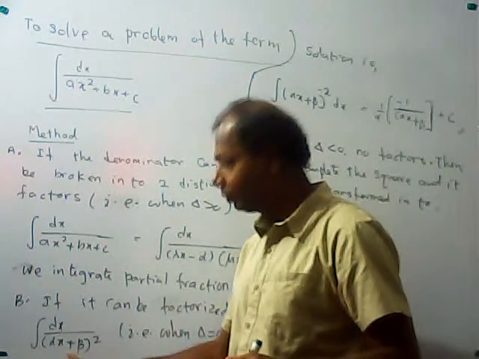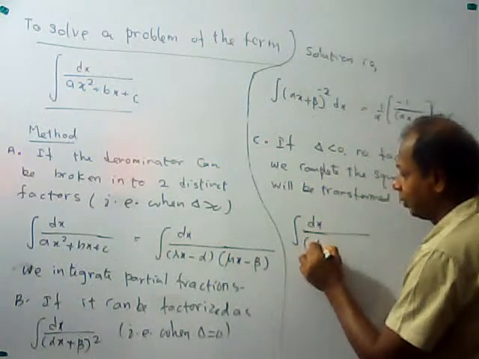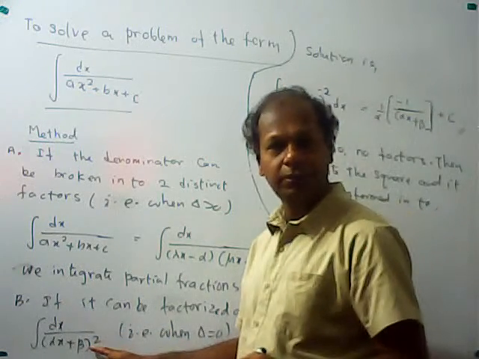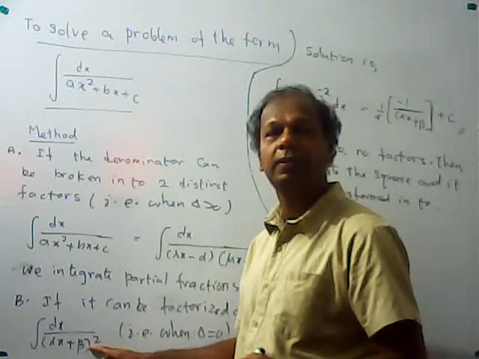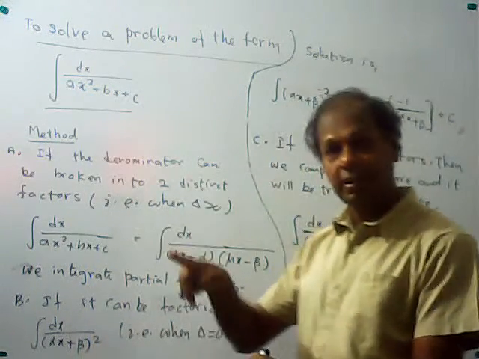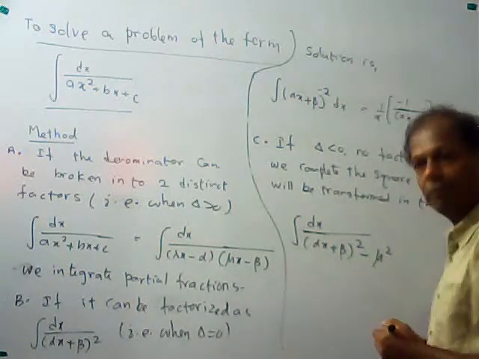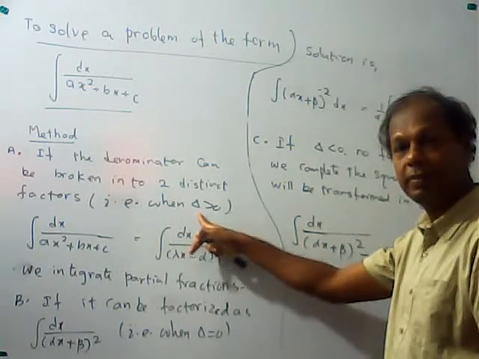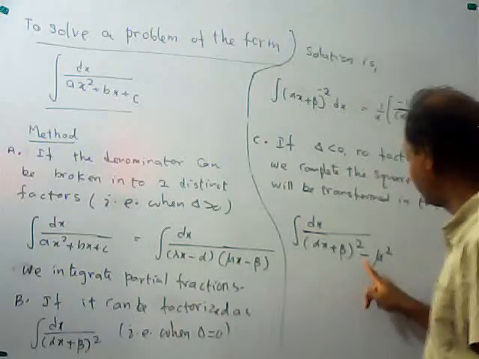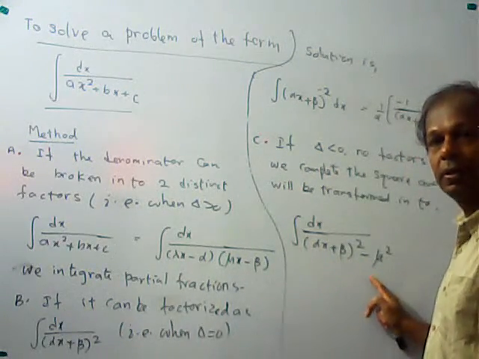If delta is equal to 0, you get alpha x plus beta perfect square, right? If you complete the square, this is what you get. If delta is less than 0, you will get some negative constant here. If delta is greater than 0, in this case, if you complete the square, you will get some negative constant here. So you can express it as a difference of squares.